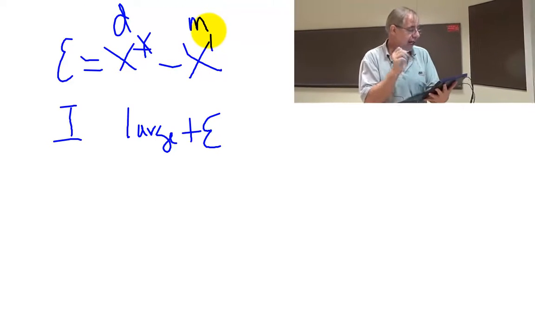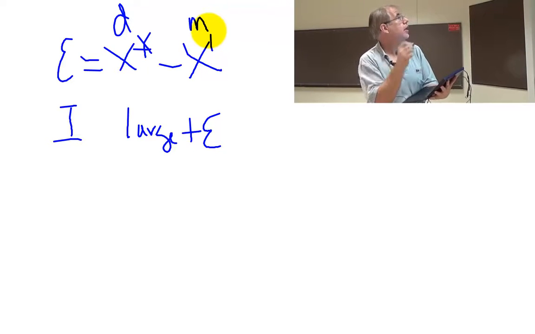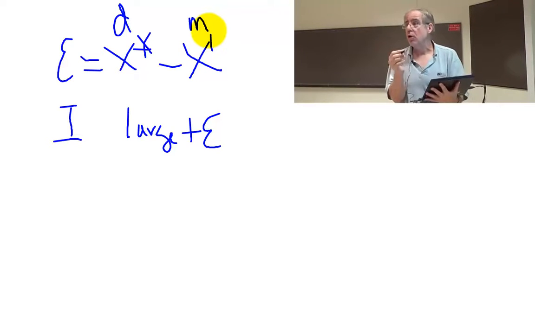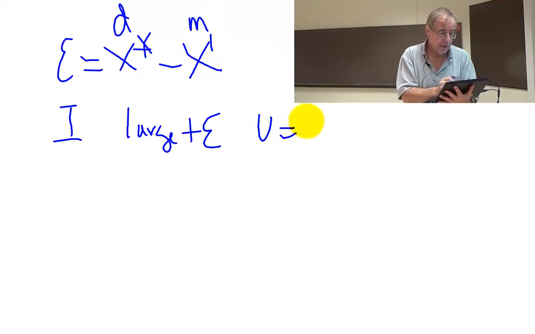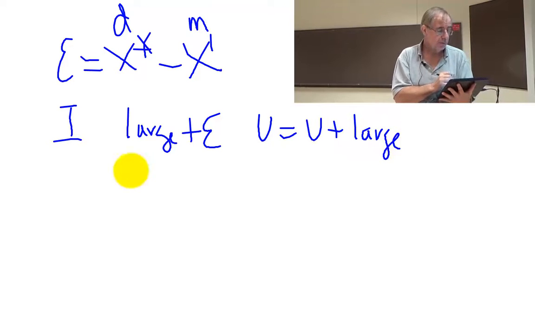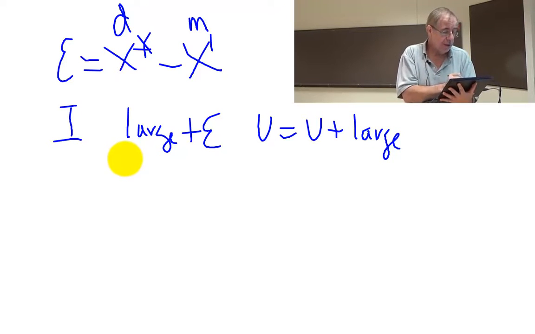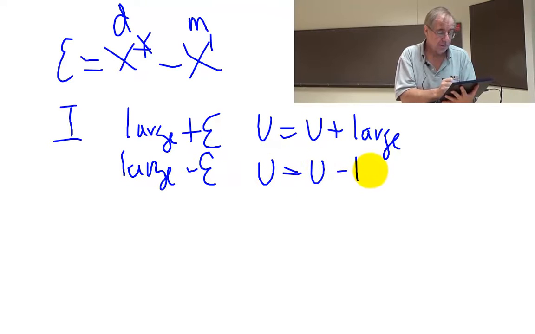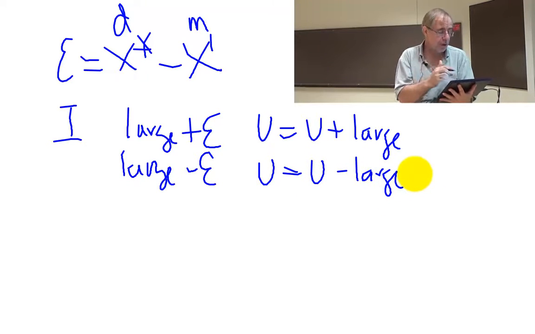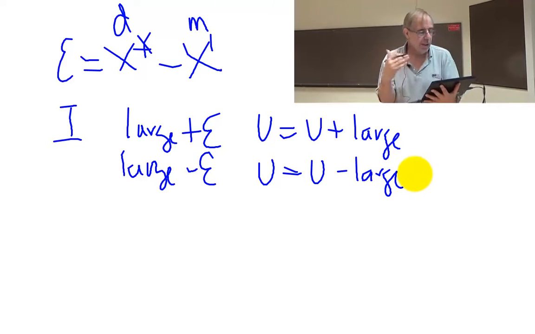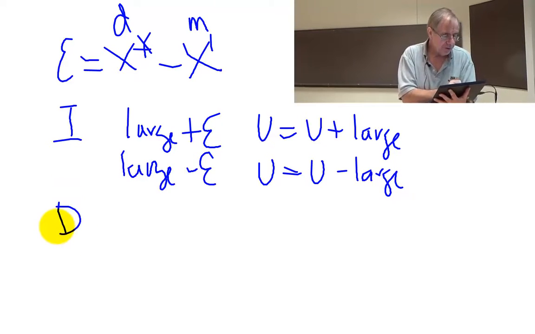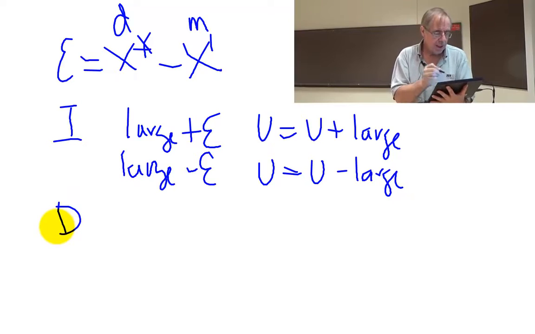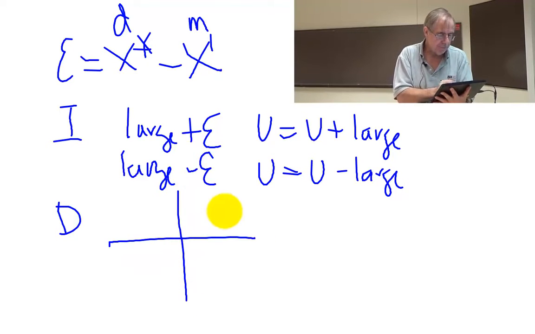Okay? If the error is large, that means you're going way too slow. So I'm going to add a large amount. If the error is large and negative, I'm going to subtract a large amount. That's the intuition behind the integral. The derivative term means, let's look at the four cases.